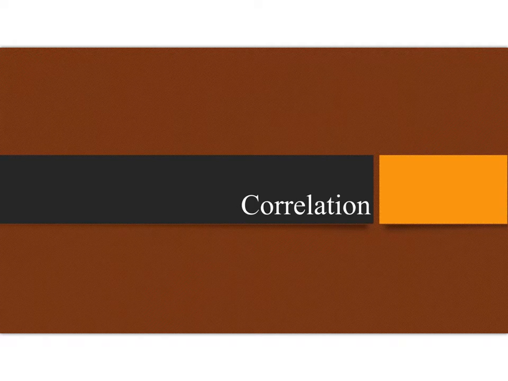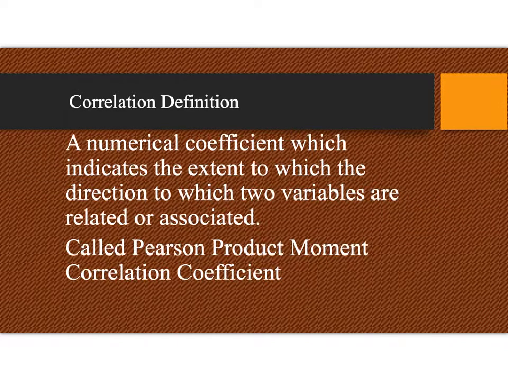In this week's lesson, it's all about correlation. Correlation is a relationship between two variables. The definition of correlation is a numerical coefficient which indicates the extent and the direction to which two variables are related or associated. It is basically called the Pearson product moment correlation coefficient. Okay, that's the long word for it. The bottom line is that we're looking at a relationship between two variables.